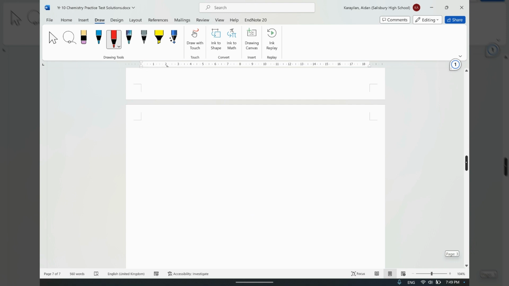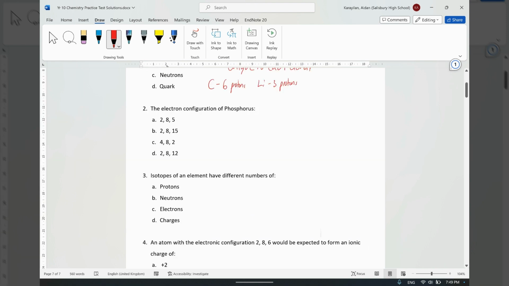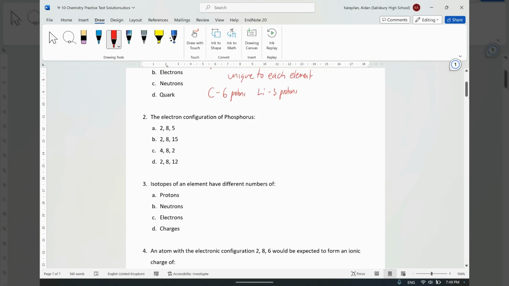So let's scroll back up. So here we go. The atomic number for phosphorus is 15. Therefore, there's 15 protons and 15 electrons if it's neutral. And because it's not telling us phosphorus is positive or negative, we have to assume that it is neutral. So the number of electrons should equal 15. And the important thing is that is the total.